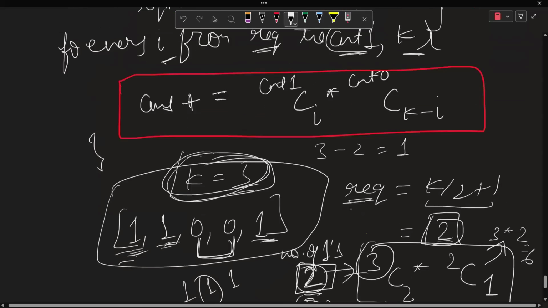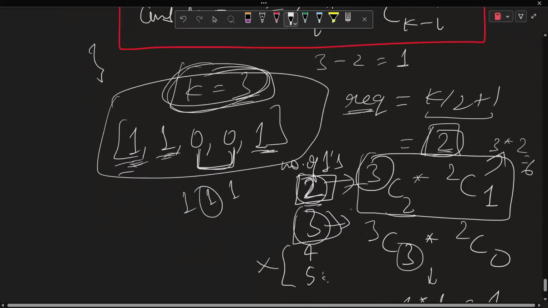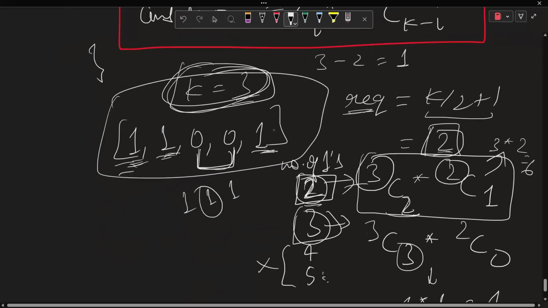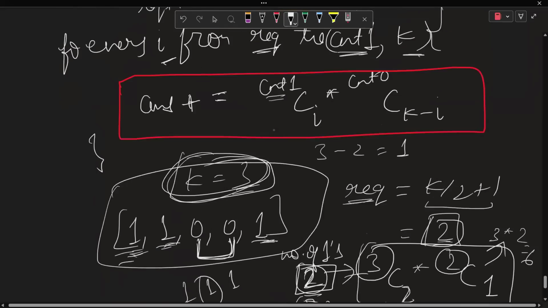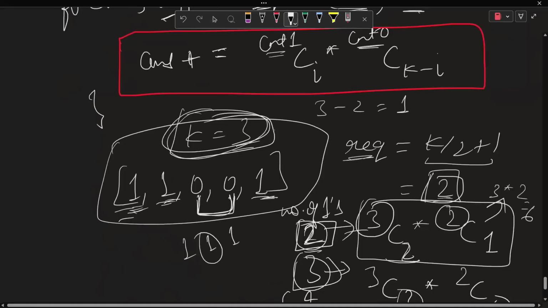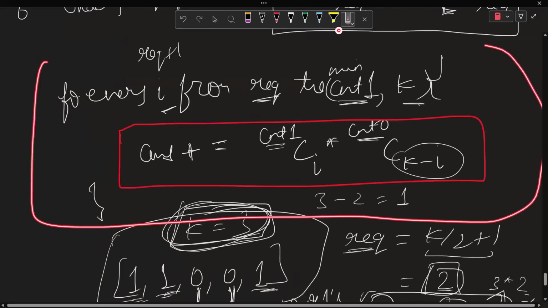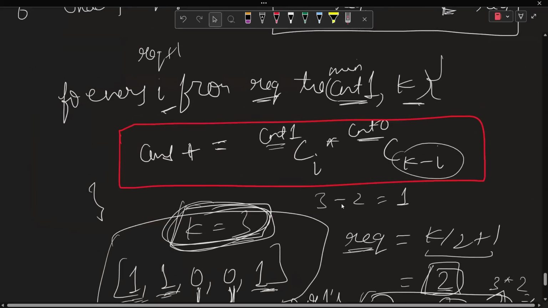What was this 3C2? The number of available ones, which is count 1, C, I. So this 2 became I. And then what was here? The number of available zeros, which was 2. So count 0 here, C, K minus I, because you need to find a subsequence of length k, and you have already formed I elements from that. That's why k minus I, which was 1 here. So this is the formula we wrote for the generalized case. I hope this is clear now.